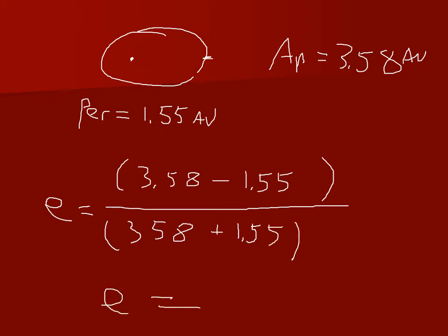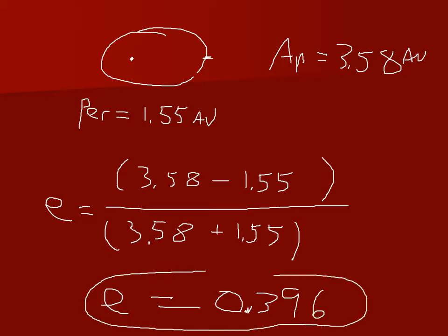All you would have to do is enter that into the calculator. It's a good idea to use parentheses when you enter that, otherwise you might not get the right answer. And that's 3.58 right there. So the eccentricity is going to be 0.396 for that particular orbit. So that's an example of that calculation.